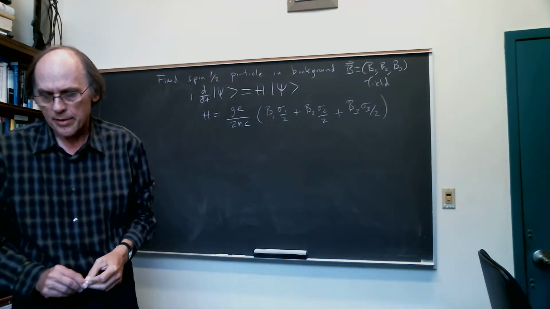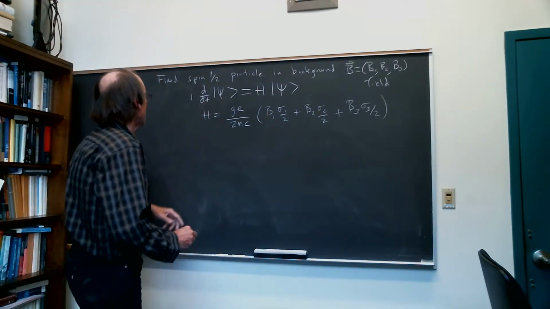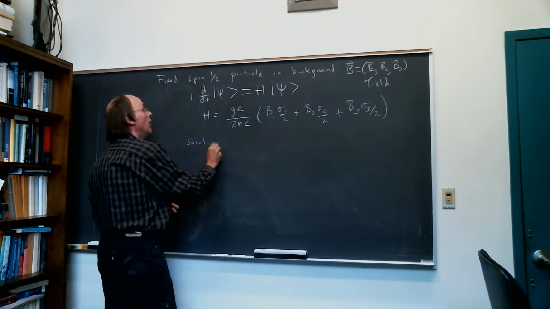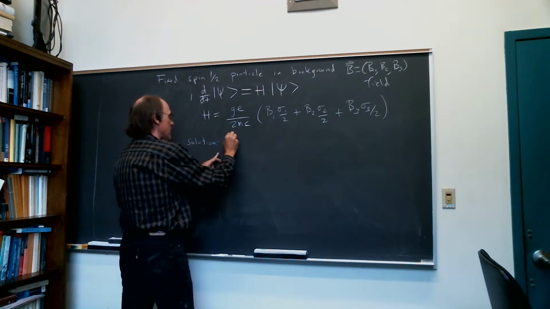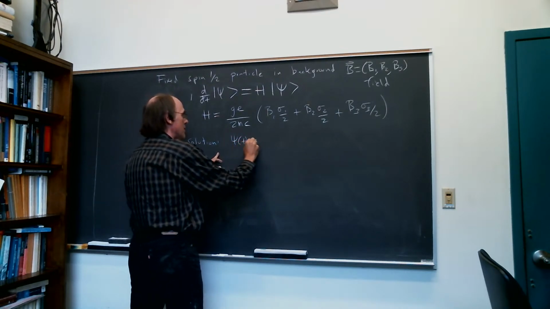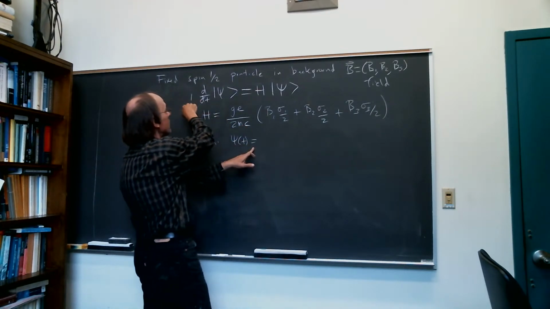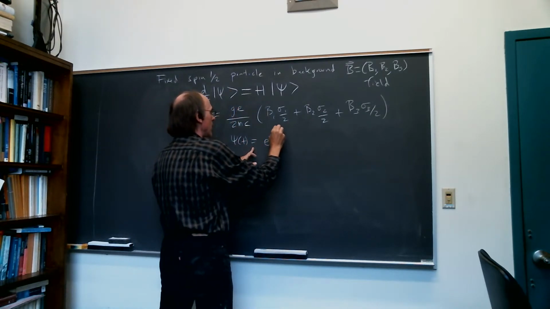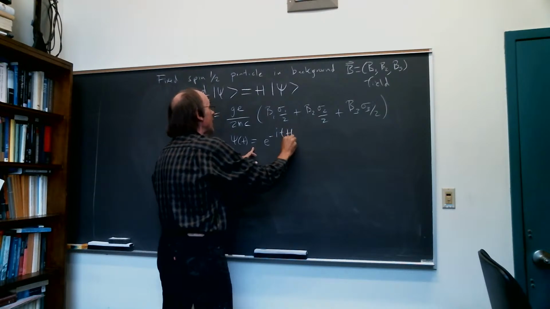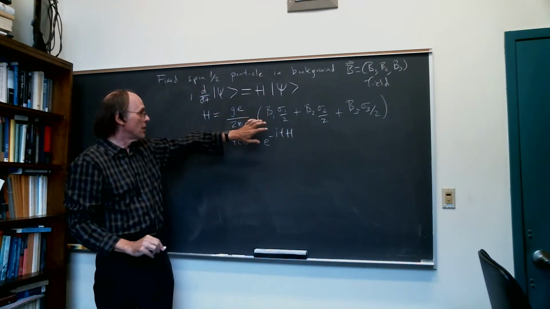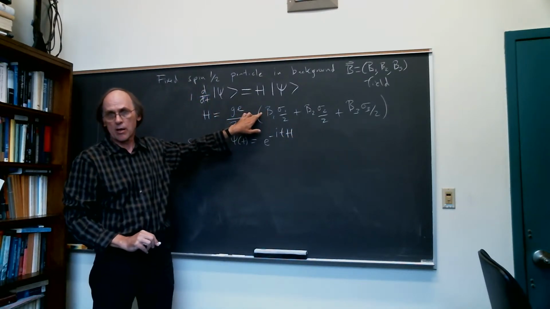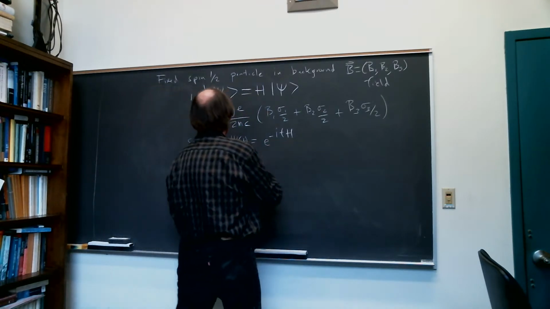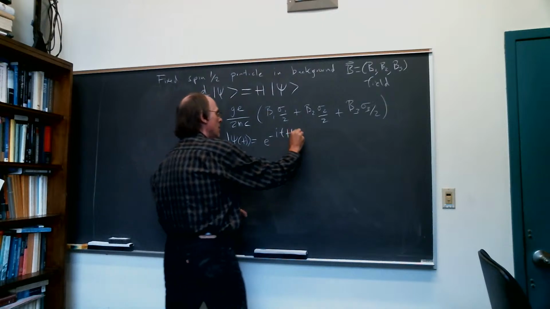Okay, and then you can solve this thing. So the solution is just psi of t equals, you just exponentiate. The i gives you minus i here. You just exponentiate minus i t H, and I'm assuming in the simplest case that this is constant in time, and you get this. This is the solution.